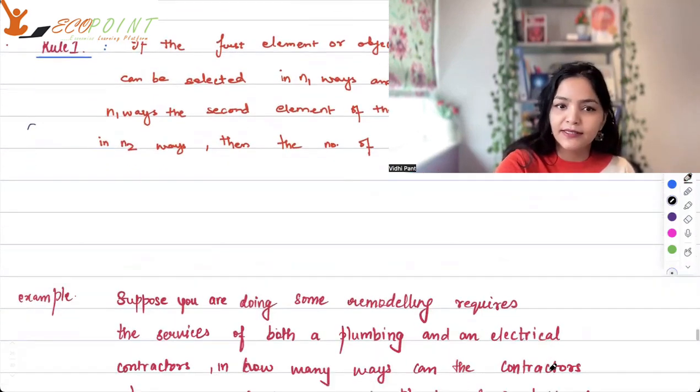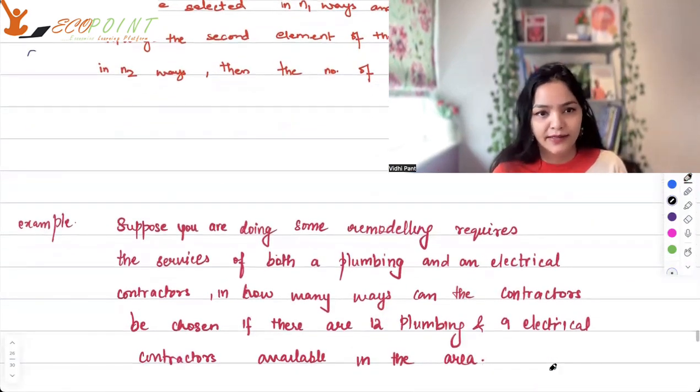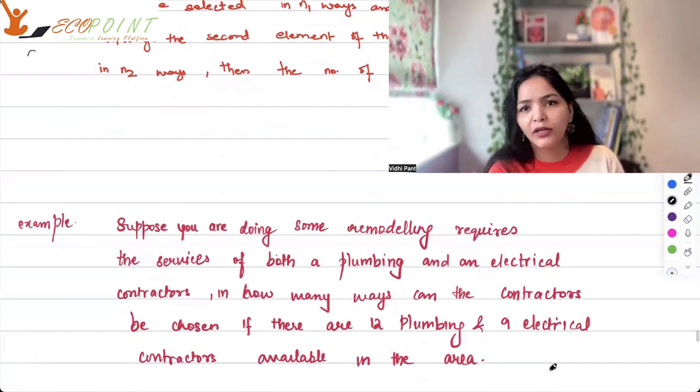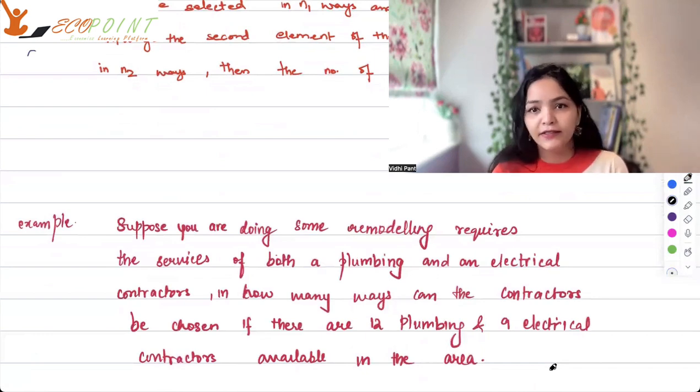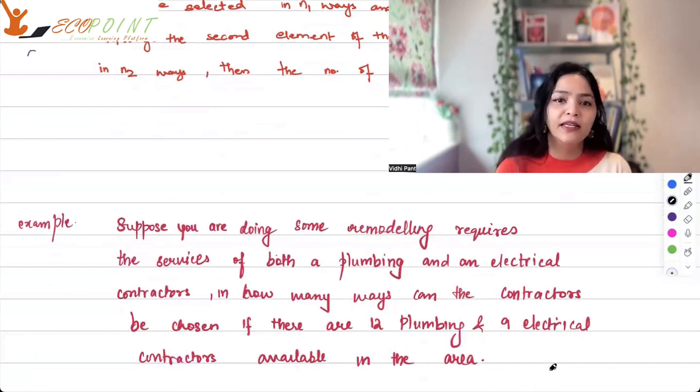कुछ एग्जाम्पल से समझते हैं इस चीज को. पहला एग्जाम्पल, suppose that you are remodeling your house. Okay, you're doing something, you're remodeling your house. Some remodeling requires services of both, say, plumbing and electrical contractors. In how many ways can the contractors be chosen if there are 12 plumbing and 9 electrical contractors available in the locality that you have probably shifted in, or whatever area you are looking into?